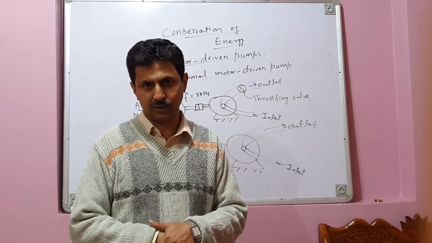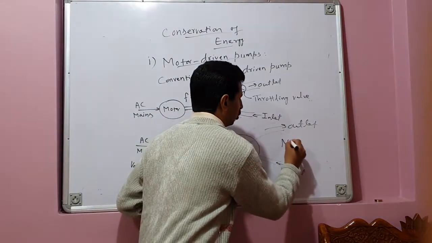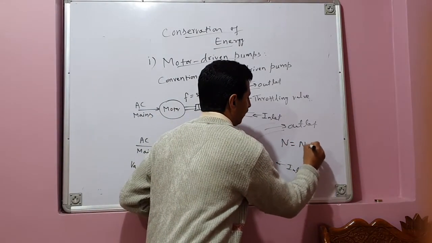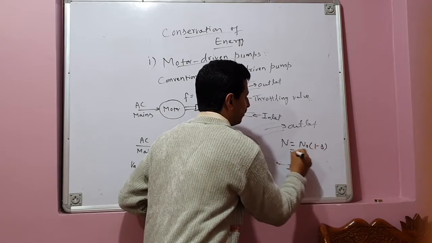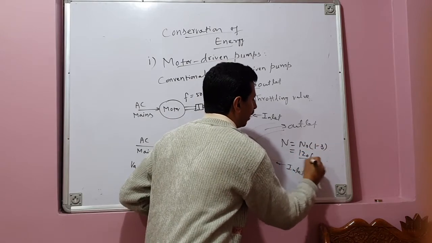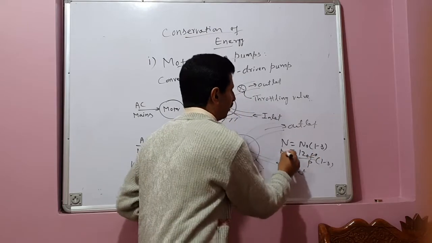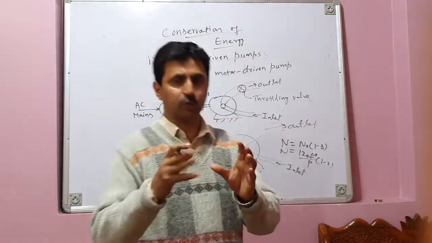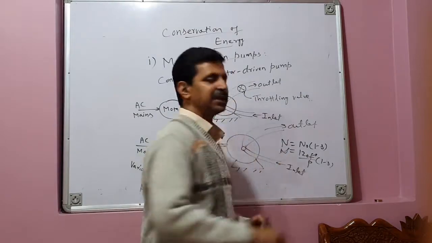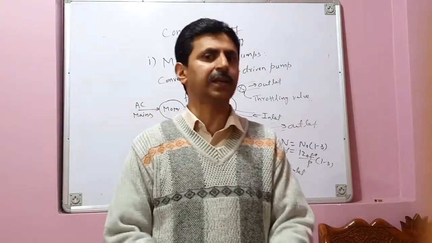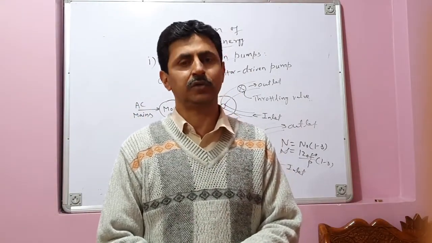Because the speed of an induction motor is given by Ns times (1 minus s), where s is the slip, and this Ns is 120f by P. What is this f? It's frequency. Therefore, when you are controlling the frequency, you are basically controlling the speed of the motor without changing its slip. It is a highly efficient way of controlling the speed of the motor.